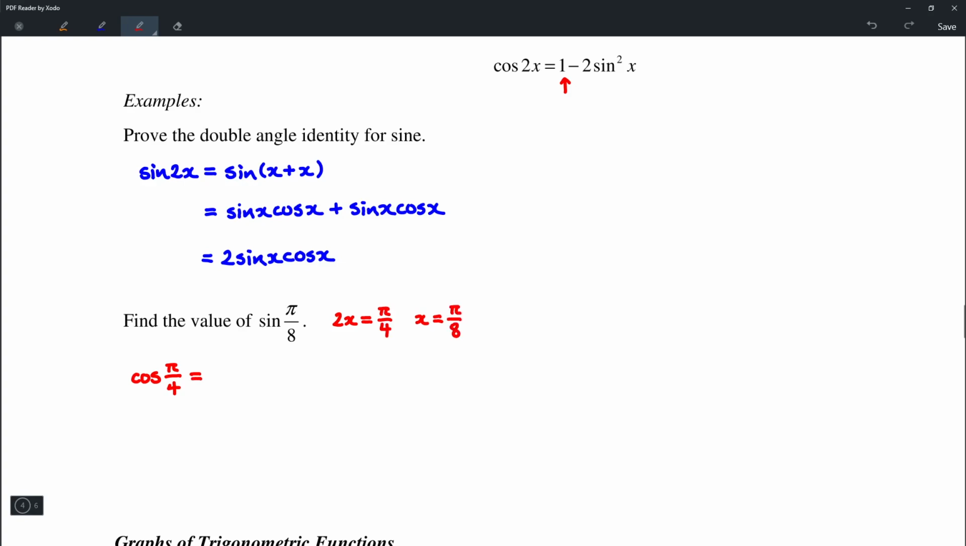So if we were to apply the identity, then the right-hand side will be 1 minus 2 sine squared pi over 8. So from here, we know the exact value of cosine pi over 4, that's 1 over root 2. And we can subtract 1 from both sides as well. So what we're going to have is 1 over root 2 minus 1 is equal to negative 2 sine squared pi over 8.